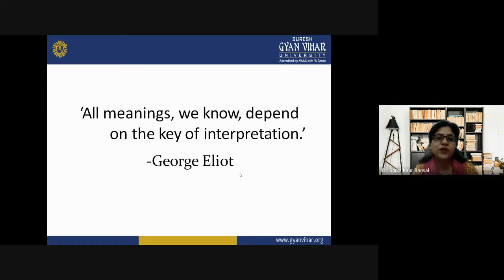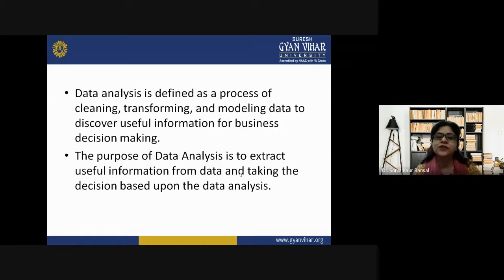So students, it is very, very important that we interpret things in a proper way to give the proper meaning of any concept, of any research that you have done. The meaning conveyed will be used very effectively and efficiently by people when it is interpreted in a proper way. So it is right: all meanings we know depend on the key of interpretation. George Eliot says the right words, and I hope all of you will remember these words in application mode.